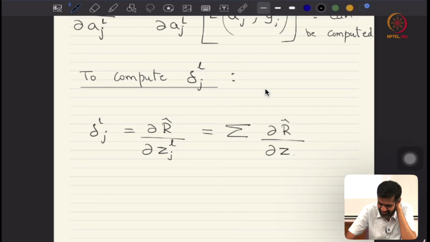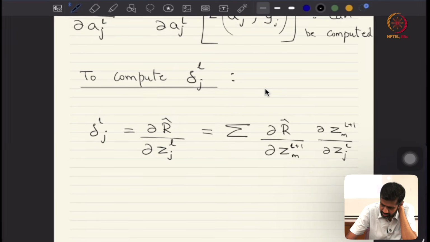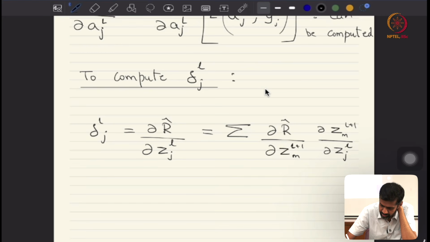No. If it's not used now, we can take M. So this is M in L plus 1, and this is del Z_m^(L+1) over del Z_j^L, and this summation is over M. You see this?